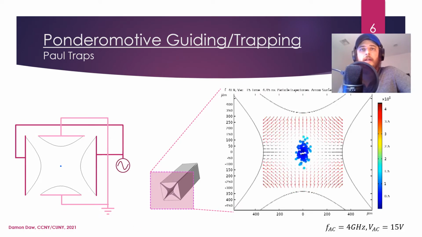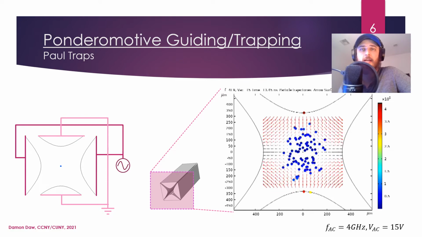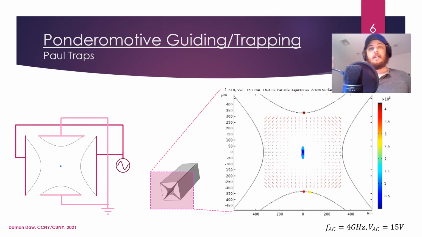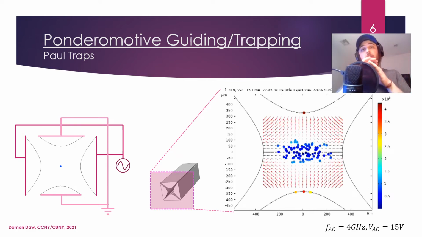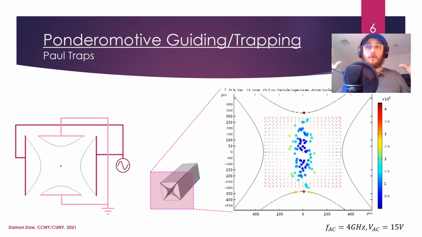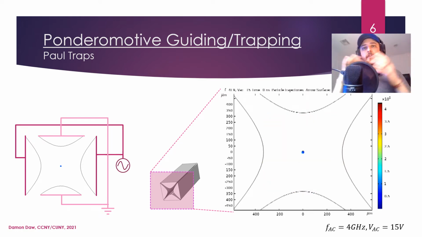So you can see the red arrows are the electric field. These dots are the electrons that were released at the center of the trap. And you can see that they kind of oscillate around the center of the trap. They have a temperature, so if this trap wasn't on, they would have just flown apart and slammed into the electrodes. But since the trap is on, it's confining them to the trapping region.